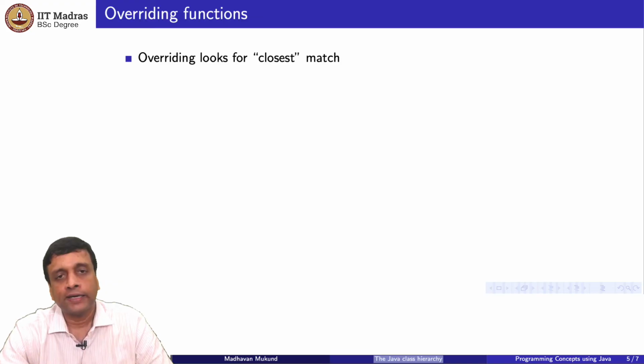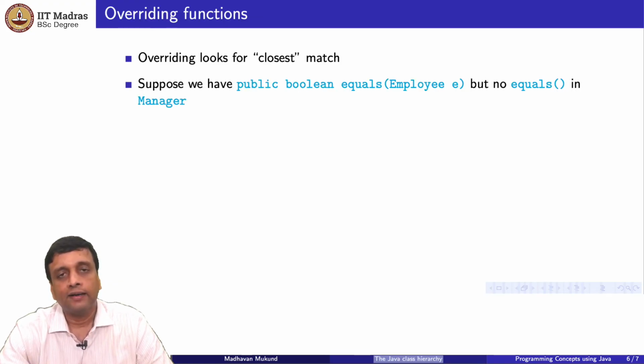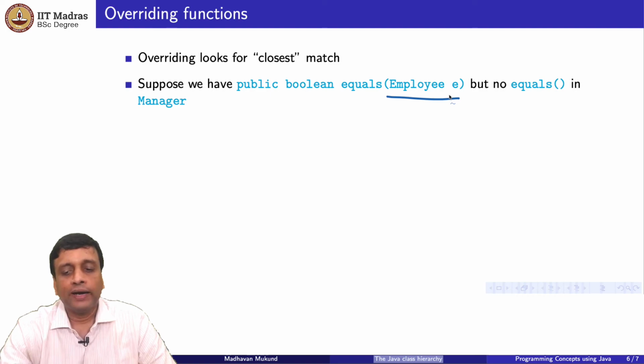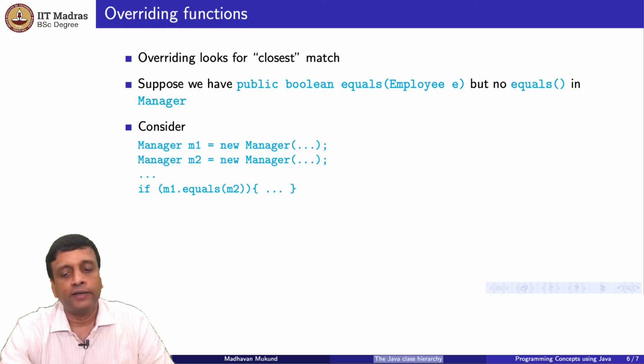So let's look at this overriding a little bit more carefully. Overriding looks for the closest match in that given context. Supposing we had defined this employee E. This is like in date, defining an equals that takes only a date as an argument, right? So we have defined equals in employee, which takes employee as an argument, but we have not defined equals in manager, right? So now I run this code.